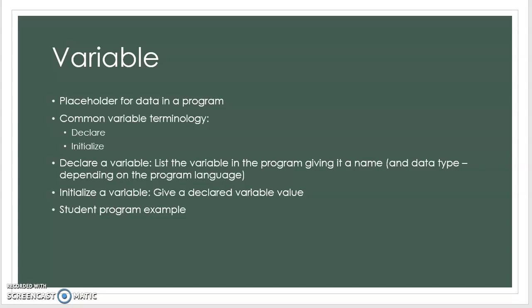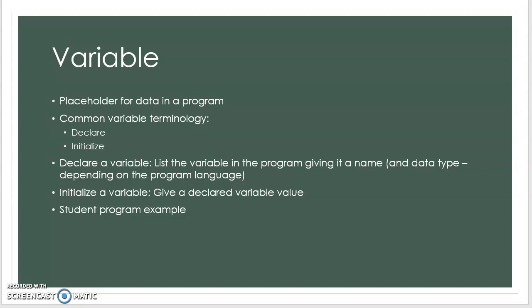Some terminology that often goes along with variable: we talk about declaring a variable, or to declare a variable. We talk about initializing a variable, or to initialize a variable. So what does this mean? To declare a variable is just to specify to the program that you need it. You're just telling the program, I'm going to need this variable. You have to tell the program that you need it.